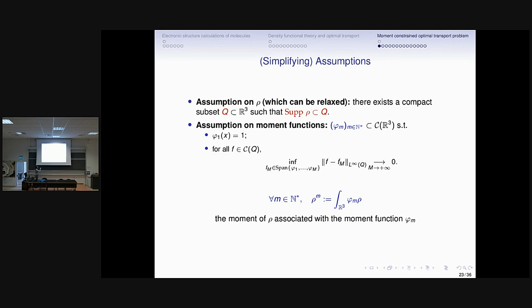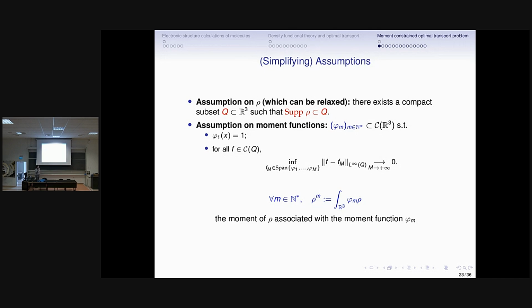Here, just for the sake of simplicity, this is an assumption that we can relax, but it only complexifies things for the sake of the talk. For simplicity, I'm going to assume that rho, the electronic density that appears in the Lieb or the SCE functional, is compactly supported in some compact subset Q of R^3. Then we are going to introduce a sequence of moment functions, denoted by phi_m for m a positive integer. These functions will be continuous functions defined on R^3. And we are going to require the following assumptions on this set of moment functions.